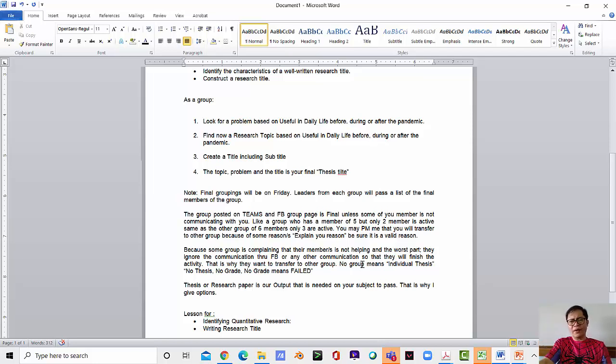Okay? Why does it happen? Because some groups are complaining that their member or members are not helping. And the worst part is they ignore communication through FB or any other means so that they can finish the activity. That is why they want to transfer to another group. So take note, communicate inside your group and give me a list.